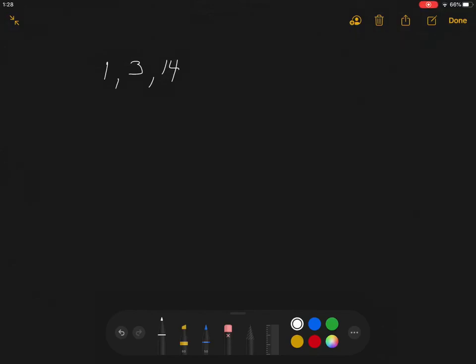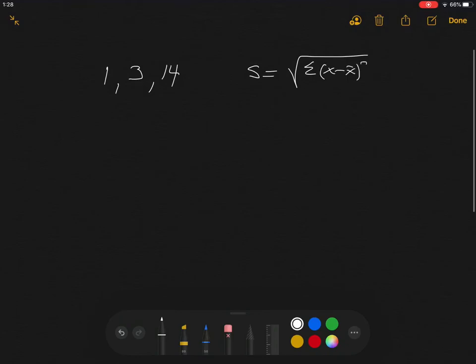Okay, as promised, here are the three numbers. Let's find the standard deviation. Again, reminding you the formula is S is equal to the square root of the sum of the deviations (x minus x bar) squared, divided by n minus 1.